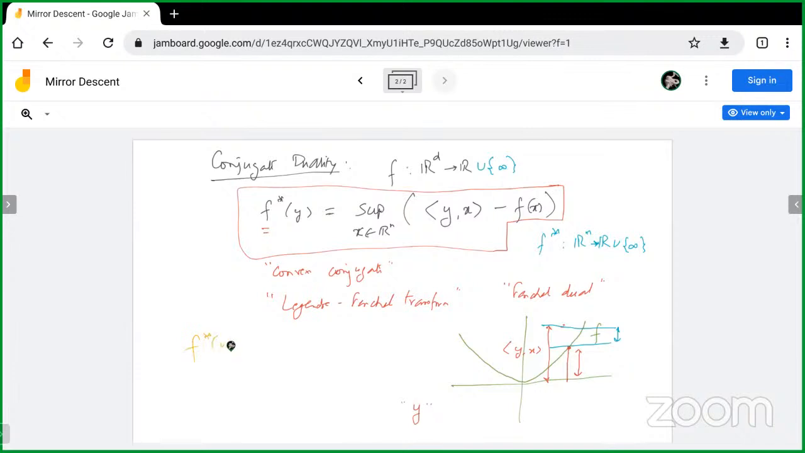So this is the supremum over x in R, now it's 1D. By the way, I'm confusing d and n for some reason. I'm going to use d and n interchangeably, so let me just use n everywhere. So the supremum over x in R of yx, now everything is 1D, minus x squared.